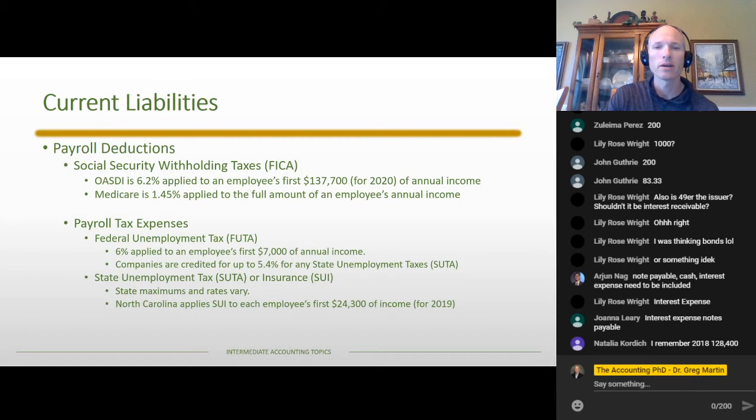North Carolina, the cap for North Carolina is the first $24,300 of income. They actually haven't provided the new number for 2020. At least I couldn't find it, so it may be staying the same. And then, of course, there's also the employer portion of FICA, and it's calculated the same way as the employee withholding amount. Again, so that's just kind of a summary of the things we got to focus on when it comes to payroll deductions.